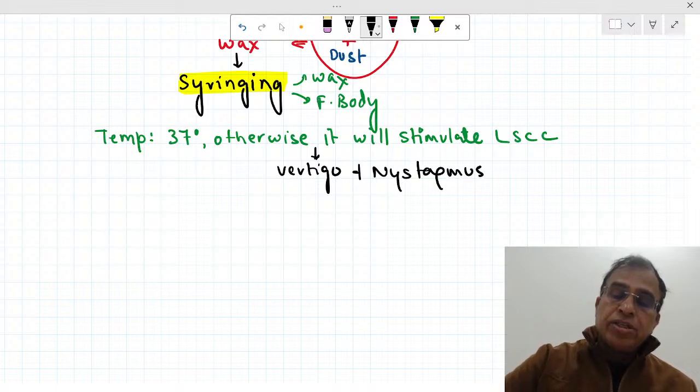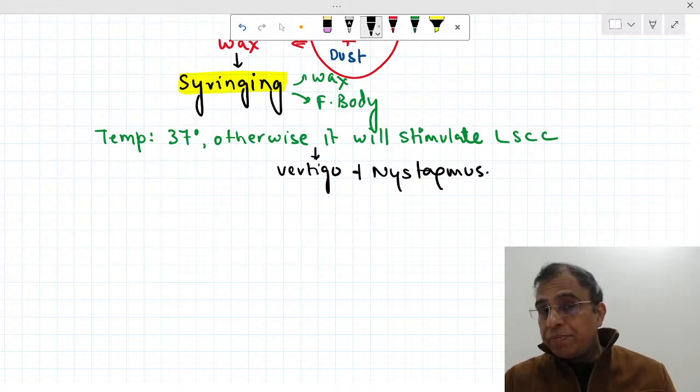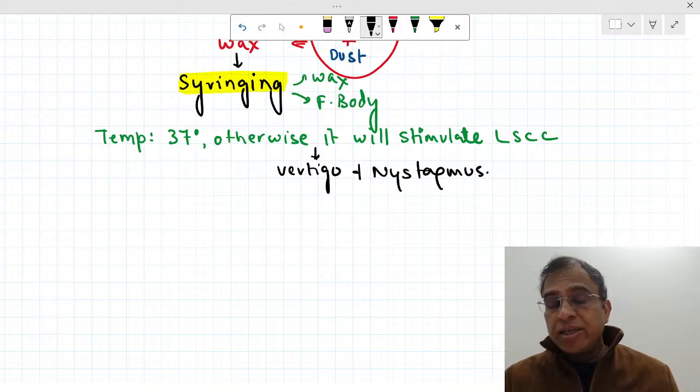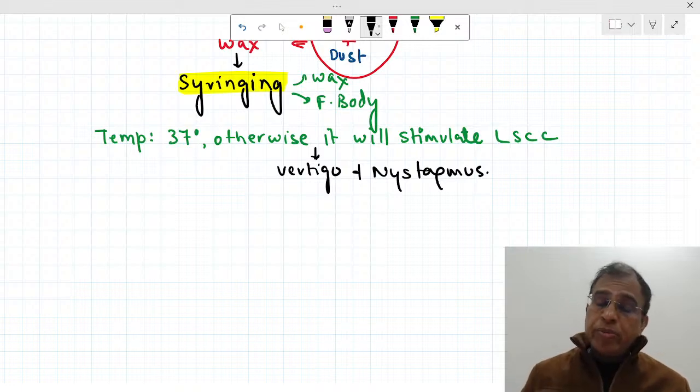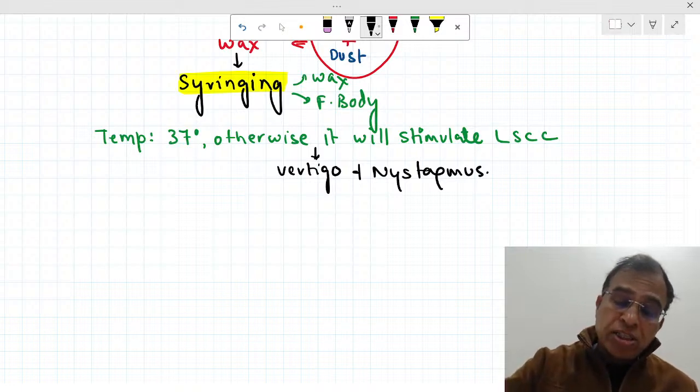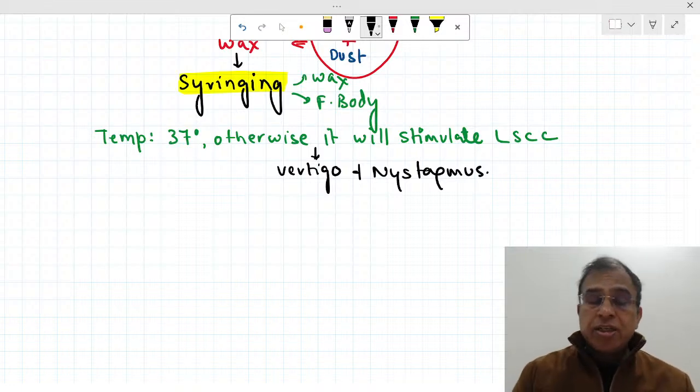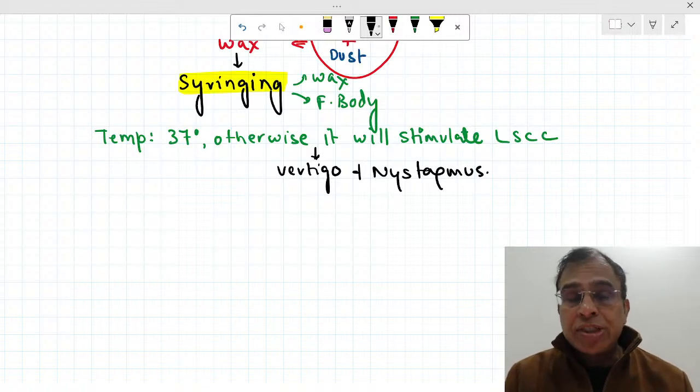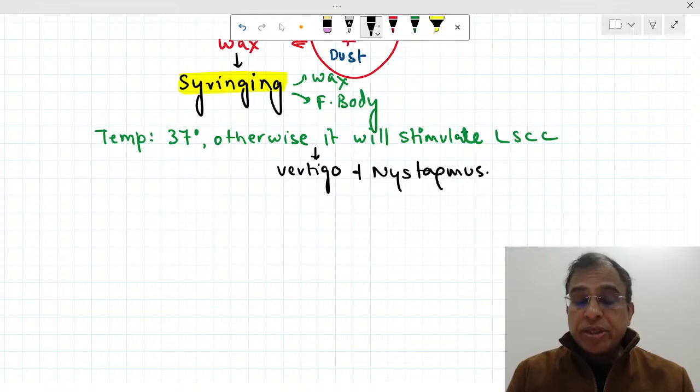And vertigo can be serious. So see, a simple act of syringing can cause vertigo, which can be dangerous sometimes. All you have to be careful about, if you want to avoid this vertigo during syringing, is to ensure that the temperature is the right temperature. What is the right temperature? Same as body temperature, 37 degrees.